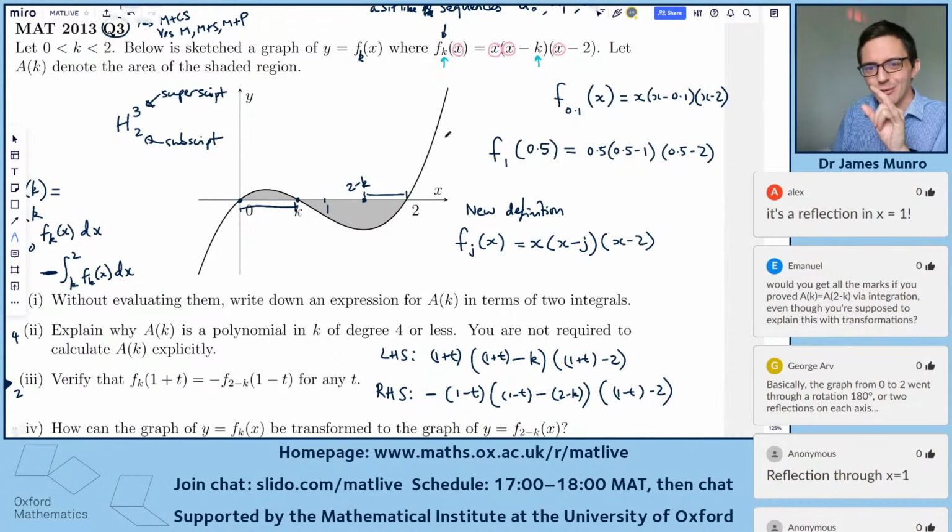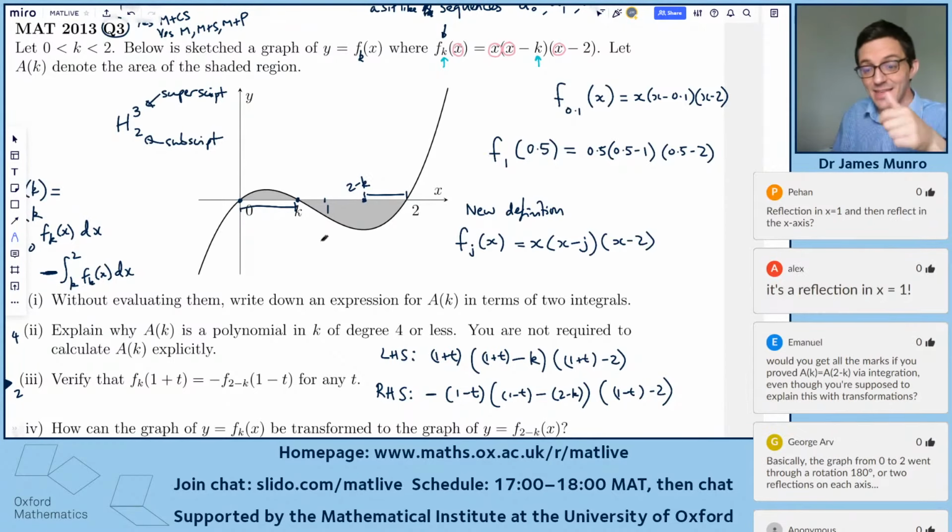The curve hasn't quite been reflected in x equals 1 because I still want the coefficient of x cubed to still be 1. So I still want a cubic that's like a happy cubic. In fact, what's happened is it's a reflection in the line x equals 1 and then a reflection in the x-axis. Which, even more simply, is a rotation about this point.